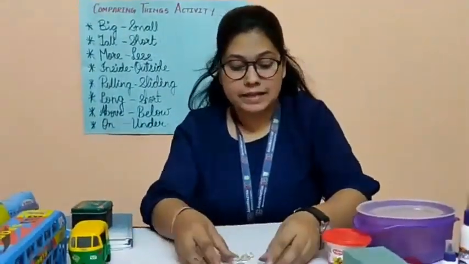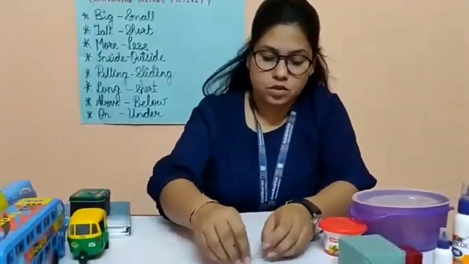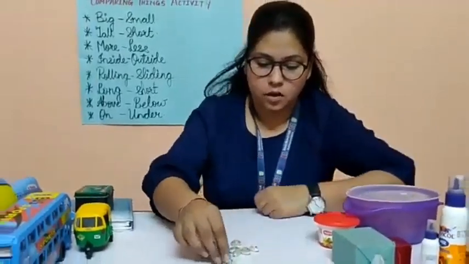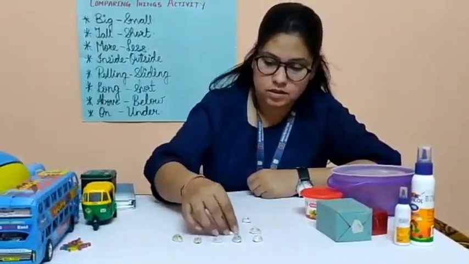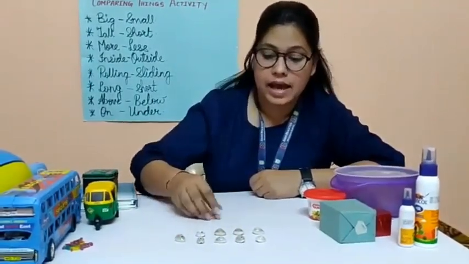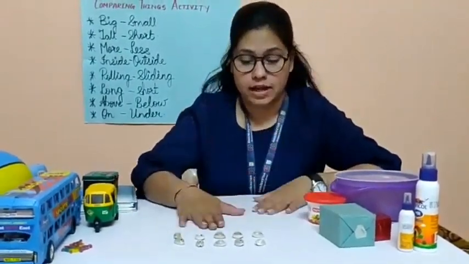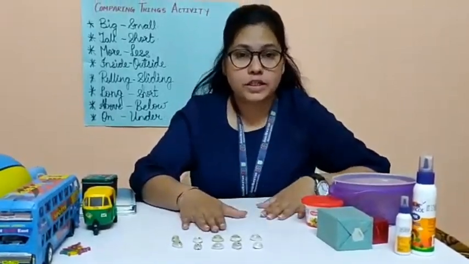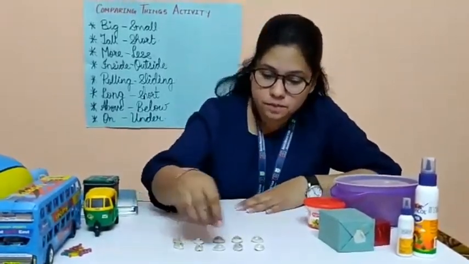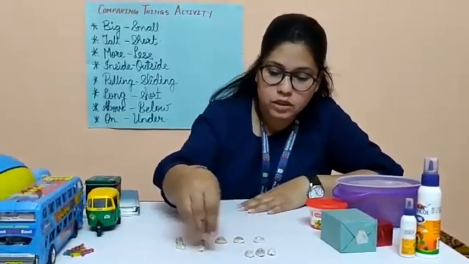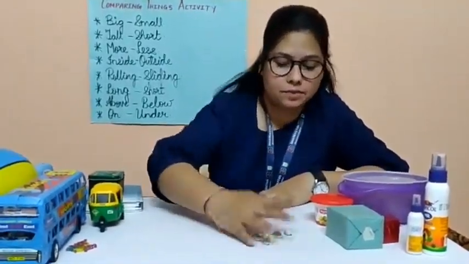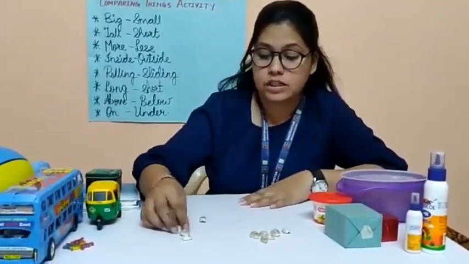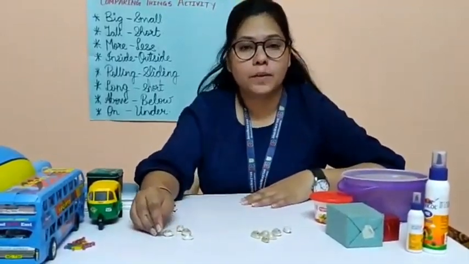Now I have some conches in front of you. Let us count, okay? So let's see how many conches are there. 1, 2, 3, 4, 5, 6, 7, 8, 9 and 10. Total 10 conches I have now. I am going to divide them into 2 groups. 1, 2, 3, 4, 5 and 6. 6 in group A and 1, 2, 3 and 4 in group B.